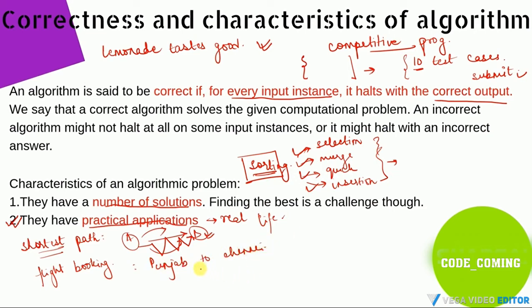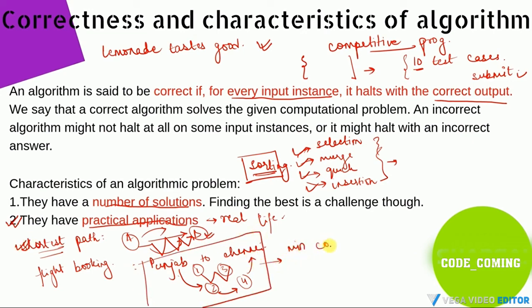There are multiple flights, but there are no direct flights. You have to at least halt between 3 stations, 1, 2, 3, the costs of which are different. You can go from Punjab directly to 2, then 2 to 4, and then say to Chennai. And there are a number of ways to reach from Punjab to Chennai. Now, using this shortest path problem, you can actually find out a perfect way wherein you will minimize your cost as well as minimize the time to reach from Punjab to Chennai. So, any algorithm that we have must have a practical application.